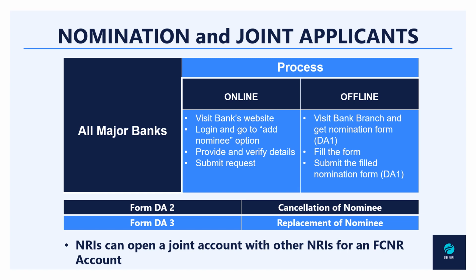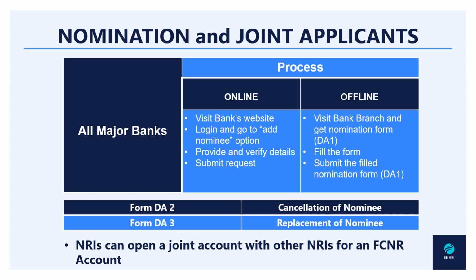Now, since we have discussed the DA1 form, we will also be talking about the DA2 and DA3 forms, which are for the cancellation of a nominee and replacement of a nominee respectively. So we will try to understand it with an example. The DA2 form can be used, for instance, if you have an FCNR account and your wife is your nominee, but you have a daughter now and she has come of age and you want her to be the nominee of your account. In that case, you opt for the DA2 form, fill it to cancel the present nominee, and you can update your nominee, in this case your daughter.